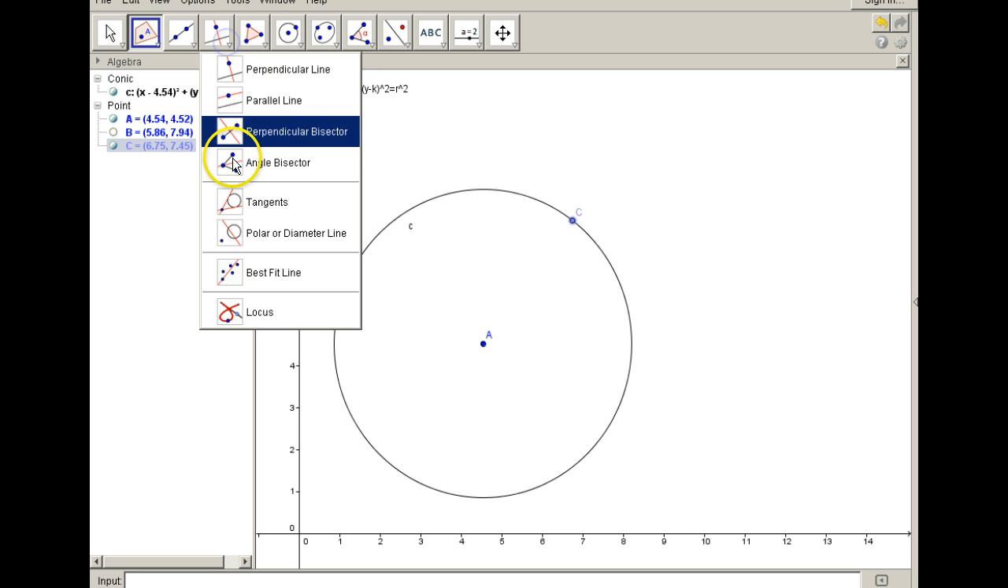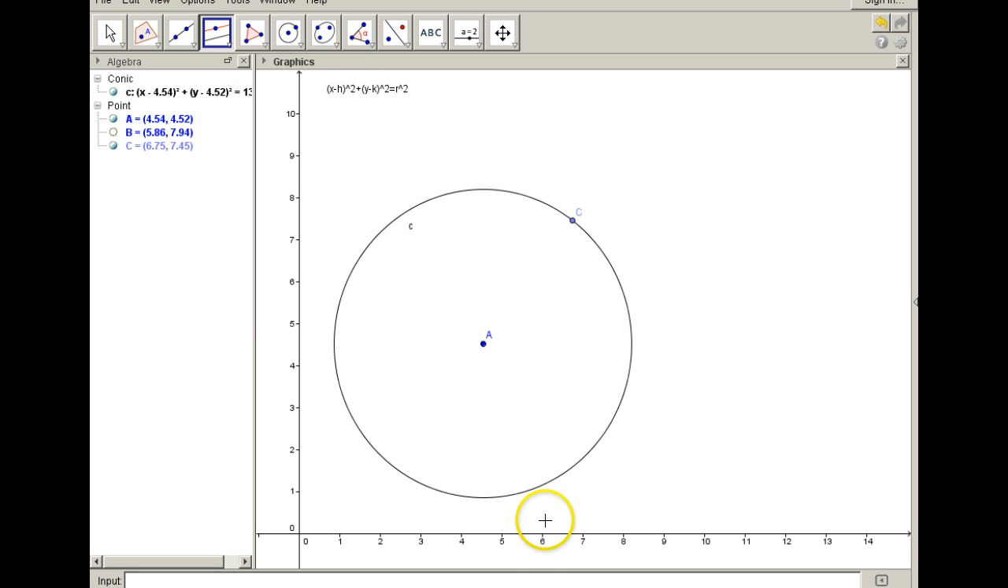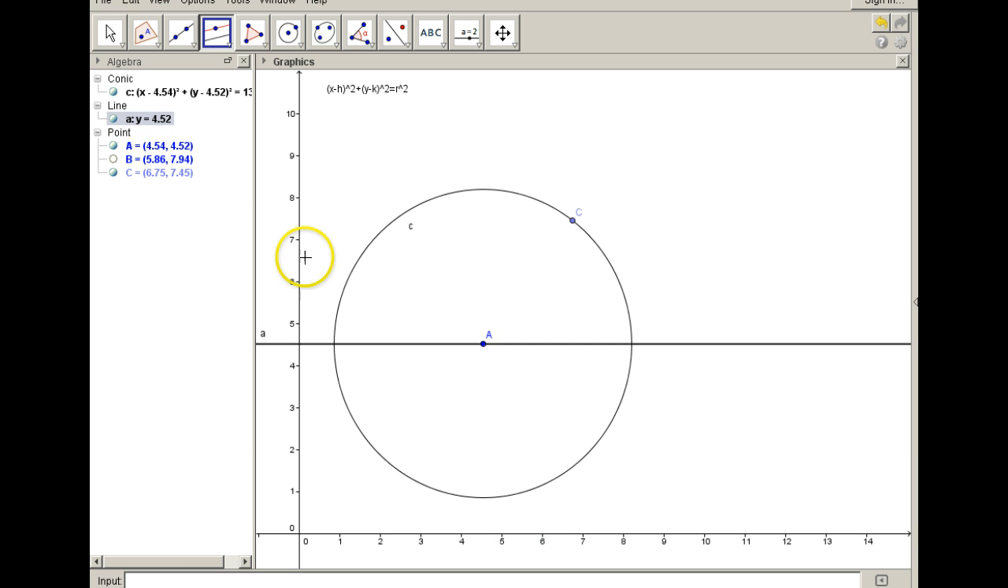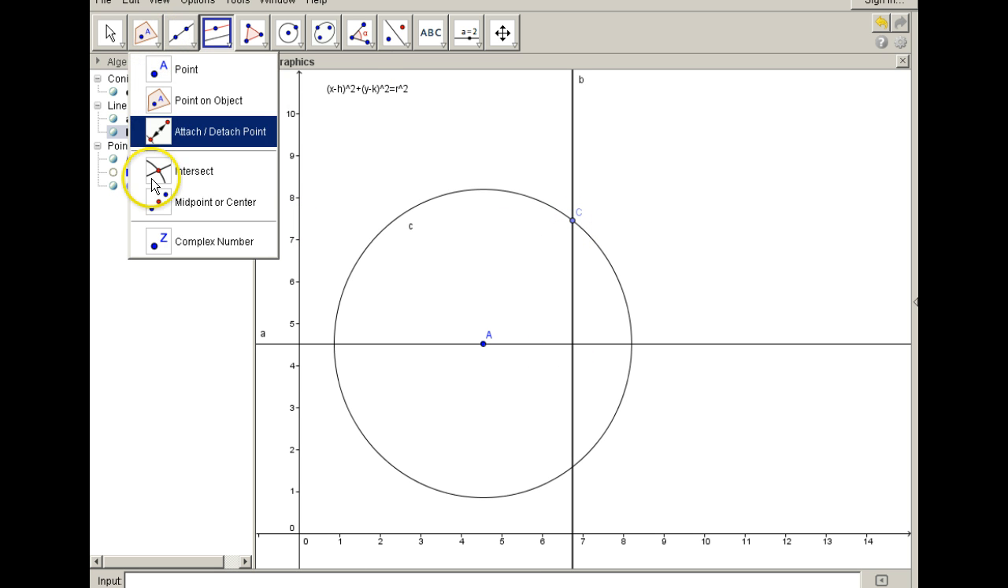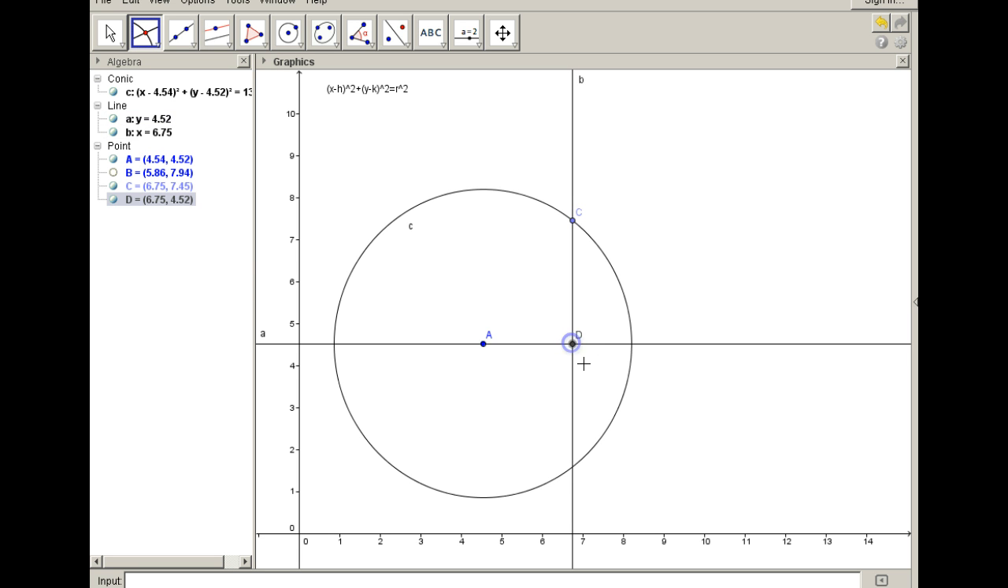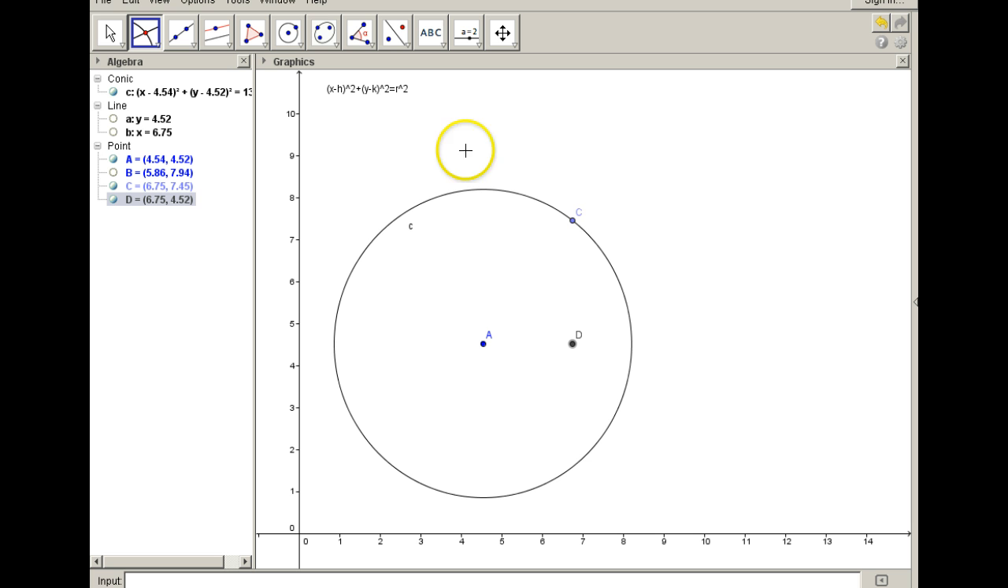So what we're going to do is create a line parallel to the x-axis that goes through A, and another line parallel to the y-axis that goes through C. And then we can find our intersection point. Where do those two lines intersect? Right there. Now we can hide those lines. We don't need to see them. They exist, but we've just used these buttons here to make them disappear.